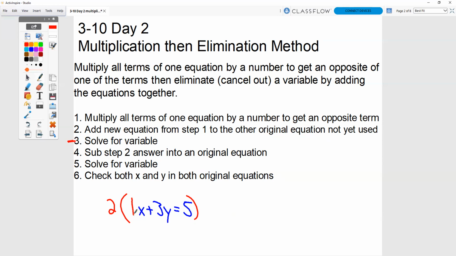If I had to multiply by 2, because I want to try and create a 2x, you have to take the number outside the parentheses and distribute. You have to multiply all 3 terms by that number. So 2 times 1x is 2x, 2 times 3y is 6y, 2 times 5 is 10. So when I distribute, I have to do it to all 3 terms. The single biggest mistake that people make is forgetting to multiply by the y and by the 5 there.